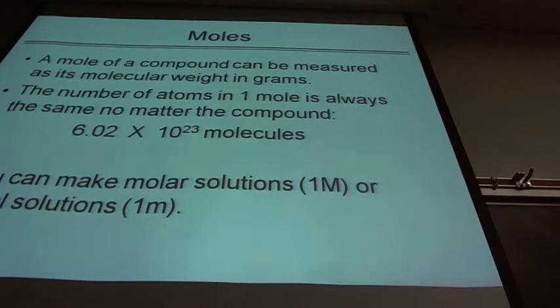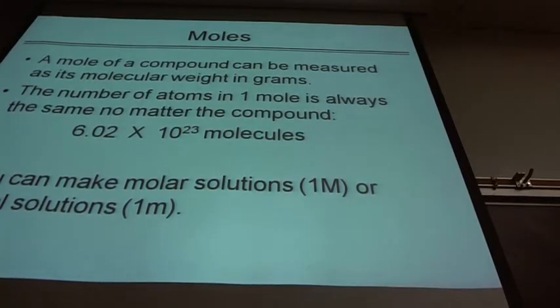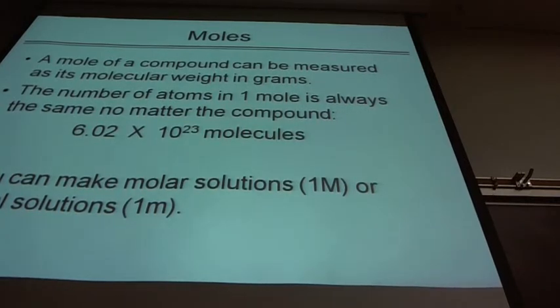Okay, a mole of a compound. A mole of a compound is measured in its molecular weight in grams. The number of atoms in 1 mole is always the same no matter what the compound is. 6.02 times 10 to the 23. I believe that's Avogadro's number.